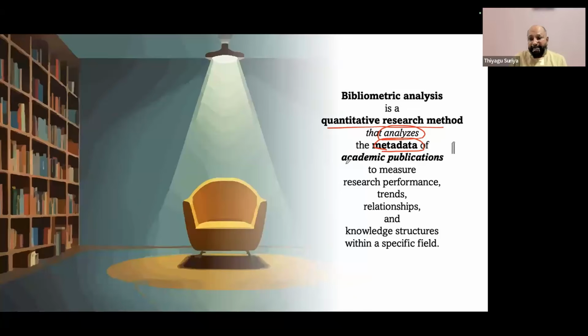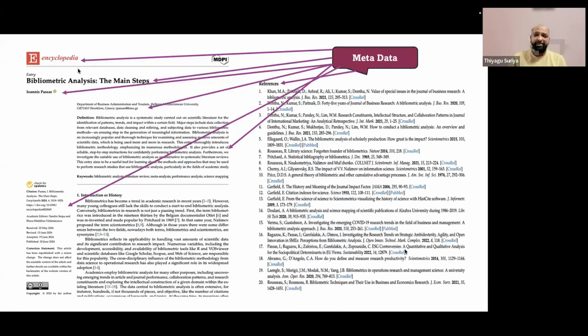And the metadata of academic publications. So what is called metadata in the case of academic publications? We have the answers in this slide. Now you can see this is one publication. This is an article, the bibliometric analysis, the main steps, right? This is the topic of the article, the title of the article.